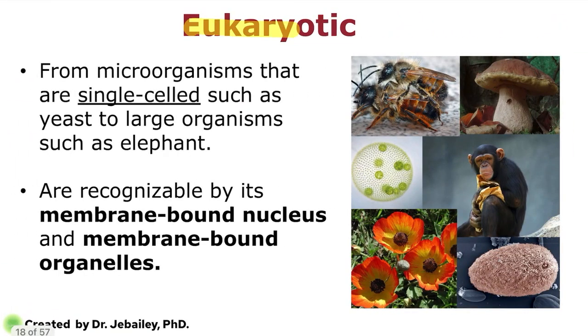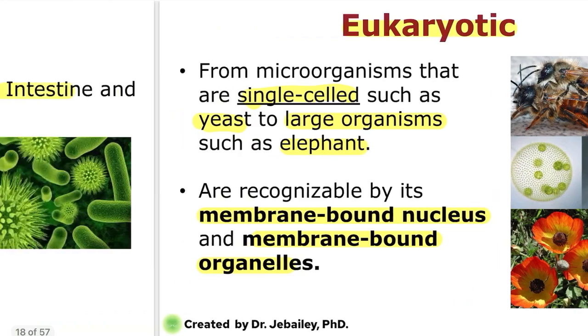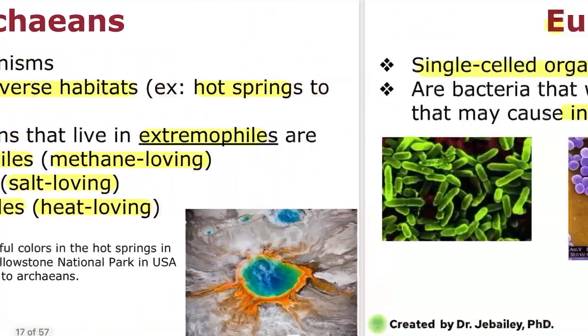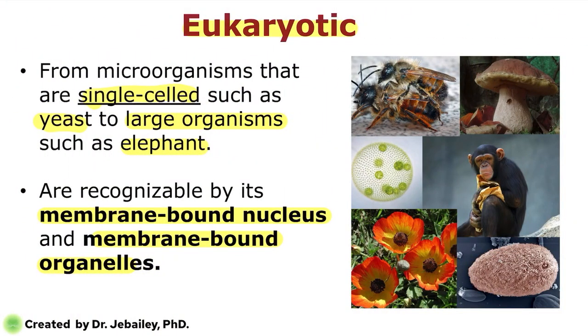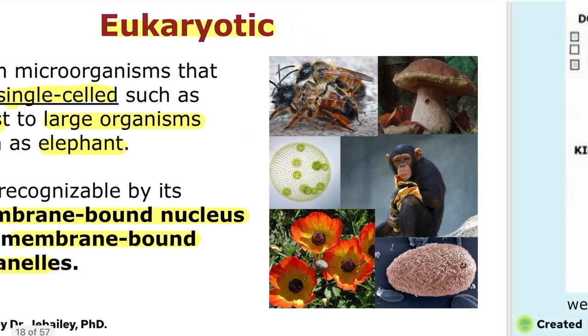Then you have the eukaryotes, which is us. They can go from the smallest things like yeast to large organisms such as elephants. They do have a membrane-bound nucleus, as well as membrane-bound organelles such as mitochondria and chloroplasts, which the other 2 did not have. So what makes eukaryotes separate from the bacteria and archaeans is the fact that they have a nucleus and they have mitochondria and chloroplasts.